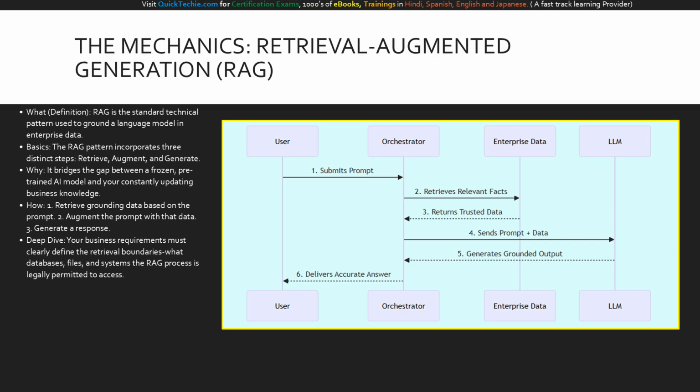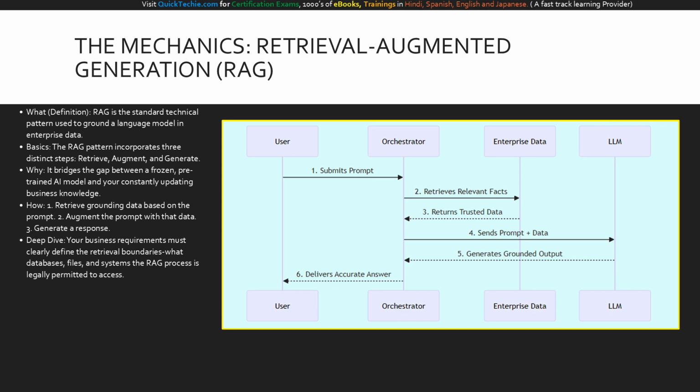To identify our business requirements, we must first understand the mechanics of how grounding actually works. The industry standard is a pattern called retrieval augmented generation, or RAG. Look at the how section. RAG operates in 3 rapid steps. First, it retrieves grounding data based on the user's prompt. Second, it augments the prompt with that precise data. Third, it uses the language model to generate a grounded response.